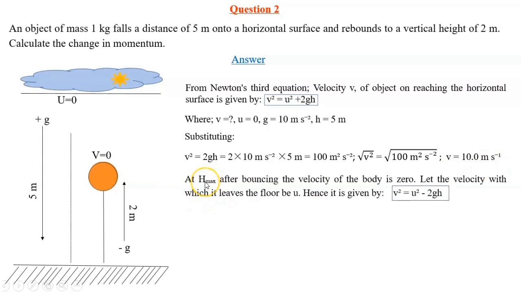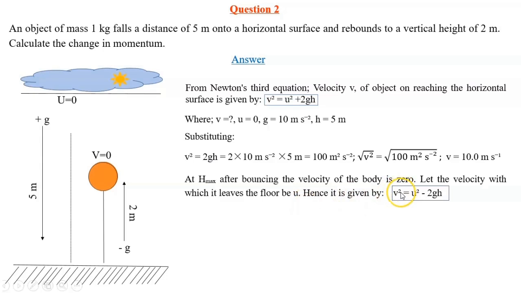At maximum height after rebounding, the velocity of the body is 0. That is, at this maximum height, the velocity of the object is 0. Let the velocity with which it leaves the floor be u. That is, the initial velocity when it leaves the floor is u.